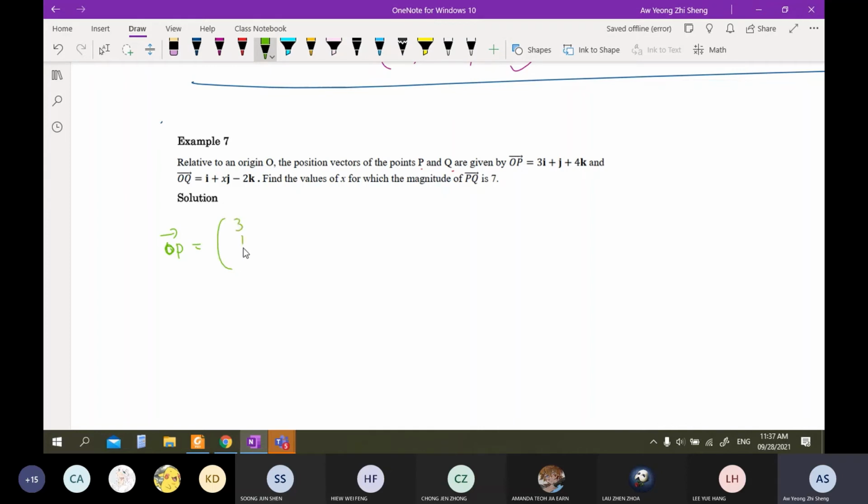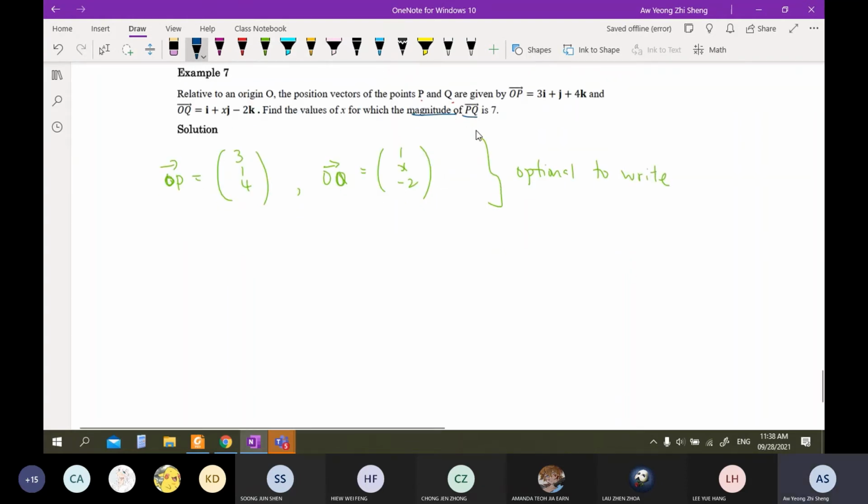Whether you write it out like this or not is an optional thing to do. 1, x, minus 2. Okay, so this part in green is optional to write. I usually prefer to write out the given information in bracket form so that when I do computation later, I find it easier. But if you don't mind referring to the IJK form, then it's fine. So you don't have to write the line in green if you don't want to, because I'm merely listing down the information. Right. Find the values of x for which the magnitude PQ is 7.